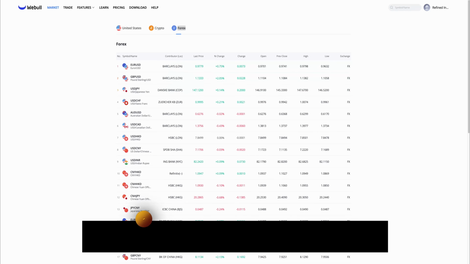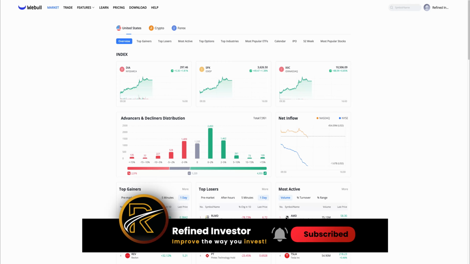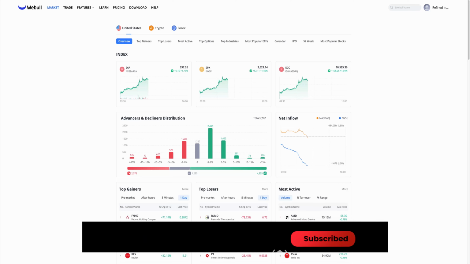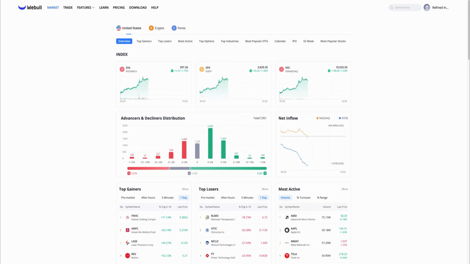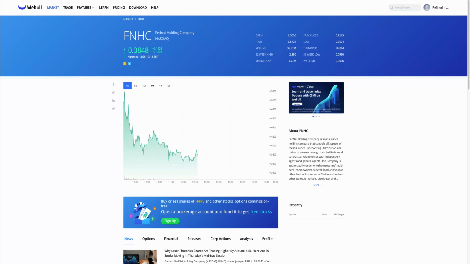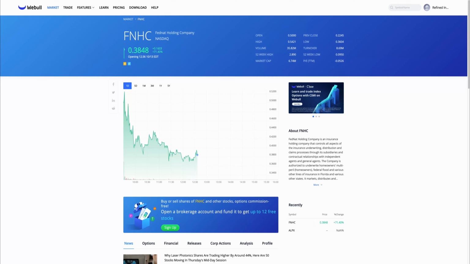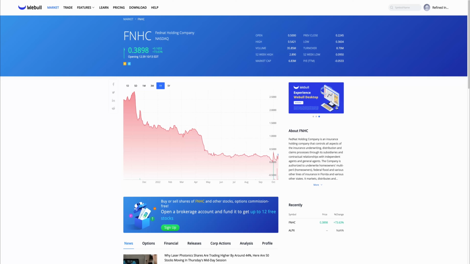Now that we have seen all the market tab has to offer, let's head back to the stock market outlook, as it offers quite a lot of options, and check a stock and see what further info we can get about it if we click on it. I will click the FedNat Holding Company, which today is rising by a lot, actually 69%. On the right side of the screen, we get info such as open price, previous close, high and low of the day, 52-week high and low, and market cap. The 52-week low is 9 cents and the high is $2.89. Clicking the 1 year, we can see a decline in price over the course of the past year.